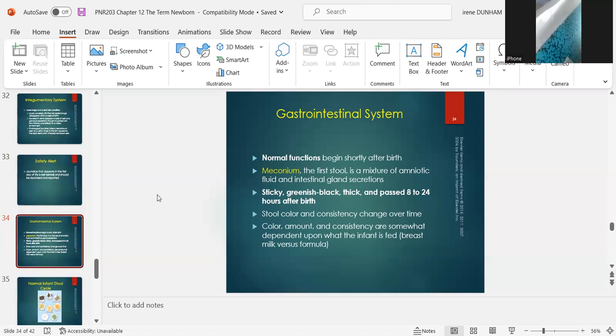Okay, I'm going to go right into the GI system. Normal functioning of the GI system begins shortly after birth. You have meconium. Meconium is your first stool, and it's a mixture of amniotic fluid and intestinal gland secretions. It can be sticky, greenish black, thick, and passed from 8 to 24 hours after birth.